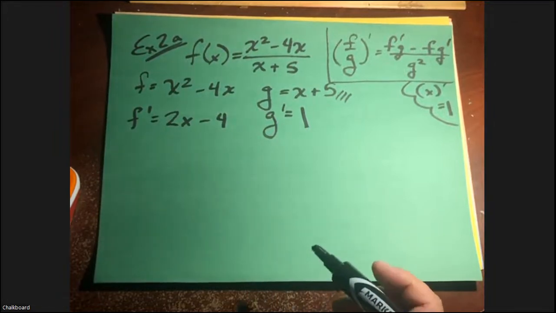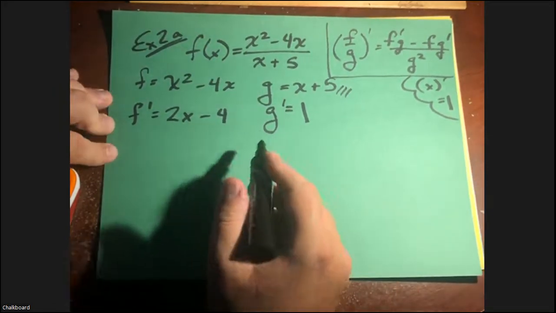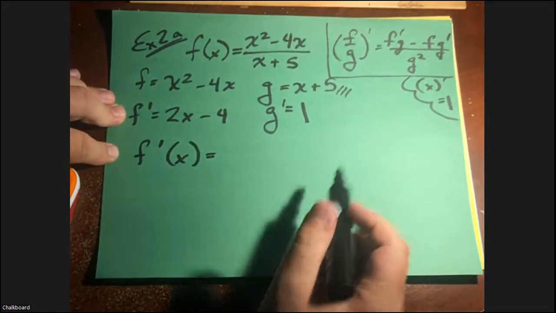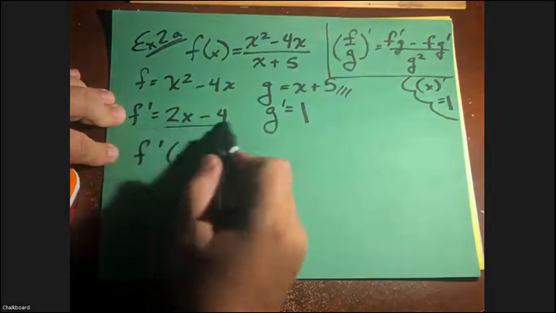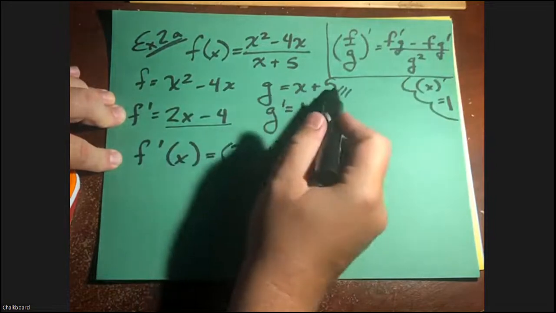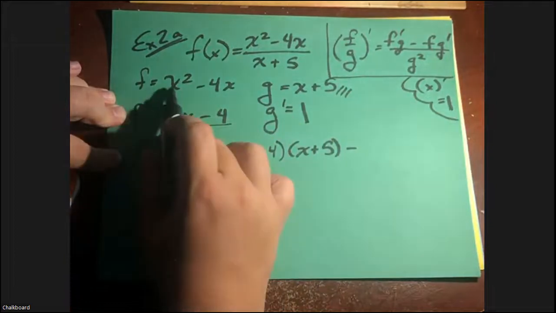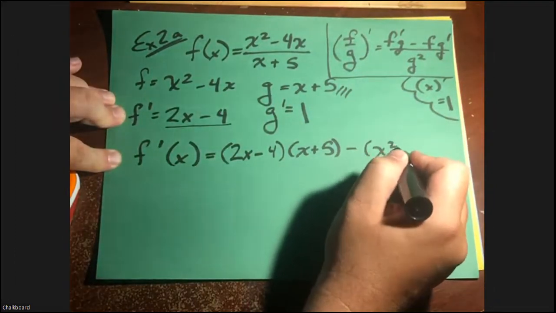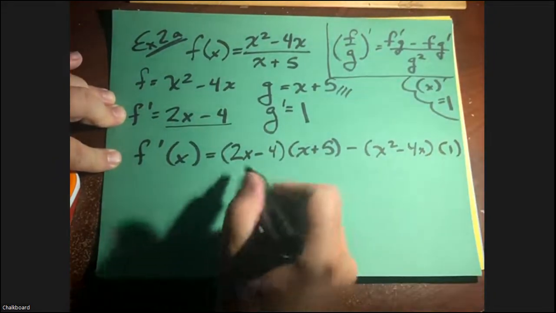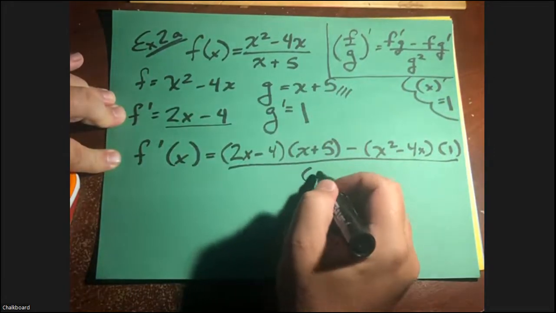Now, let's go ahead and write out the derivative. We're going to apply the quotient rule. The derivative is called f prime of x right now. F prime of x is going to be, according to our formula, f prime, which is this, times g, which is this, minus f, which is this, times g prime, which is 1, all over g squared. What's g again? G is this thing.